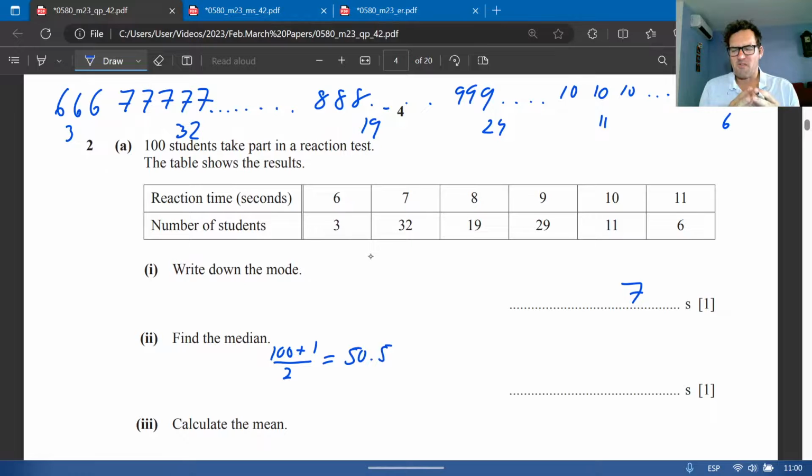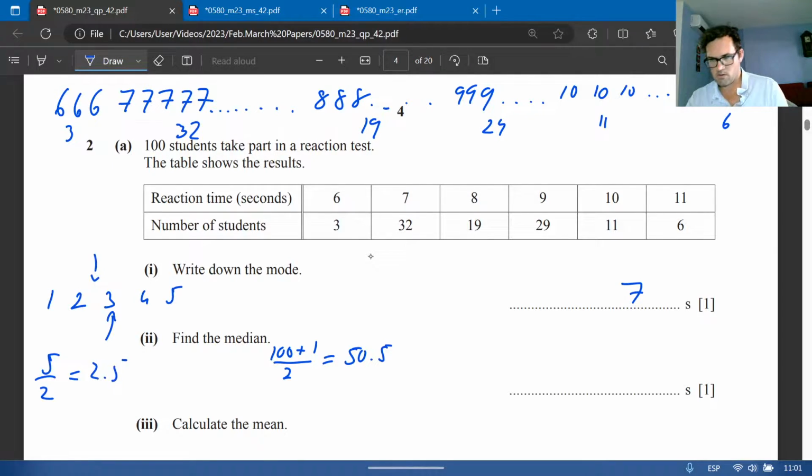Because if you just divide by 2, 100 divided by 2 is 50, and you get the 50th person, but you'll have 49 to the left and 50 to the right. Does that make sense? That's not exactly the middle. It's like if we've got 5 numbers, 1, 2, 3, 4, 5. Where's the middle? The 3. But if you do 5 divided by 2, you get 2.5, which tells you the middle is between 2 and 3. But if you add 1, which is 6, you get 3. That's the middle one. So the middle is between the 50th person and the 51st person.